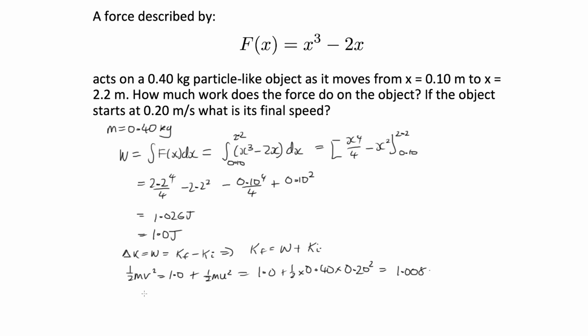And so we've got v squared is equal to 2 times 1.008 divided by m, which is 0.40, which is equal to 5.04. So this tells us that v is the square root of this, 2.2. And that's meters per second given to two significant figures.